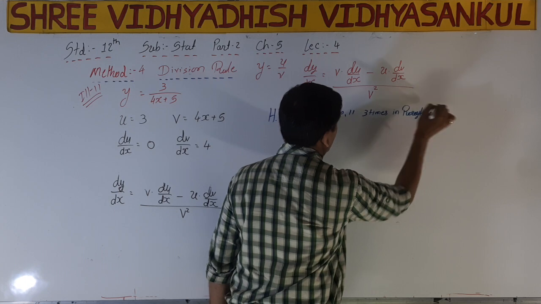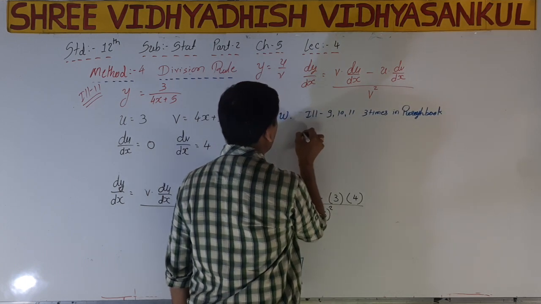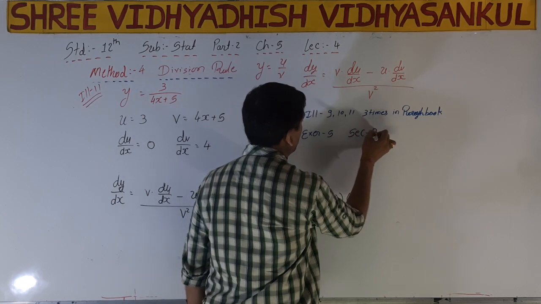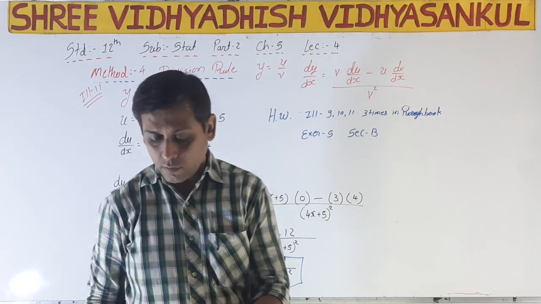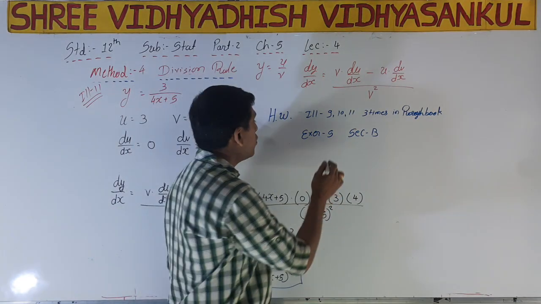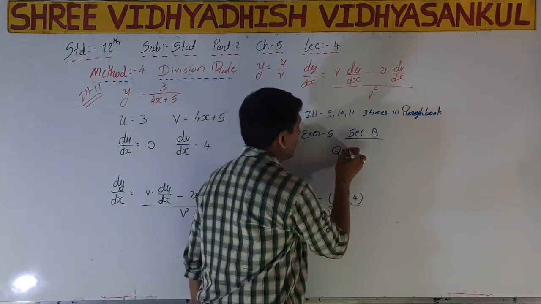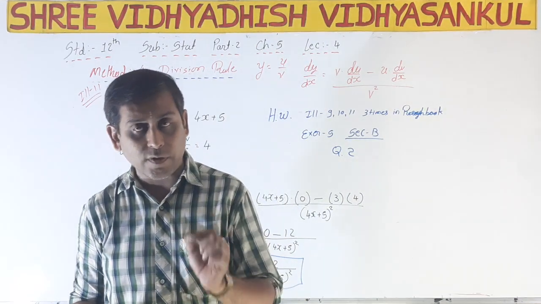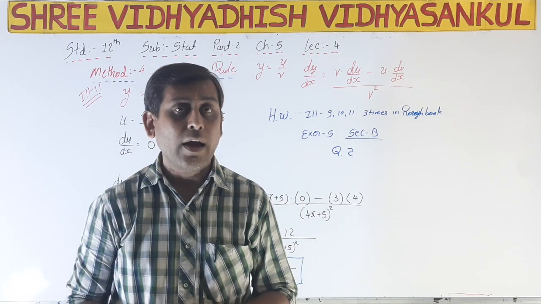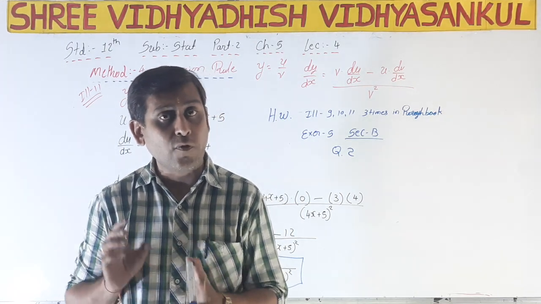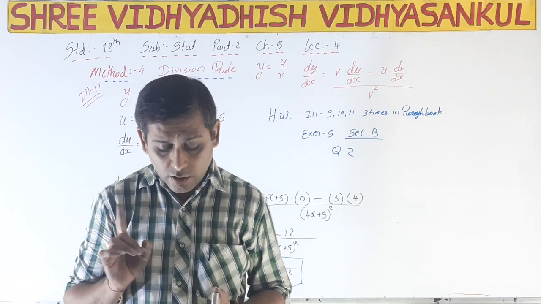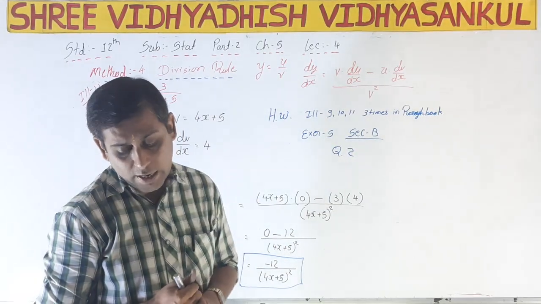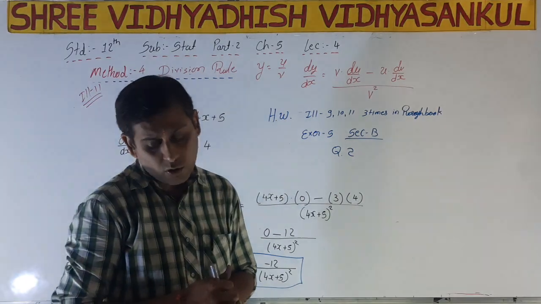It is for practice. Now exercise 5, section B. See here, question number 2. f dash x, that is differentiation. f of x is equal to 50. What is the differentiation of 50? That is 0. Right? Next, see here, third: y is equal to a raised to n. a is constant, so don't write that.